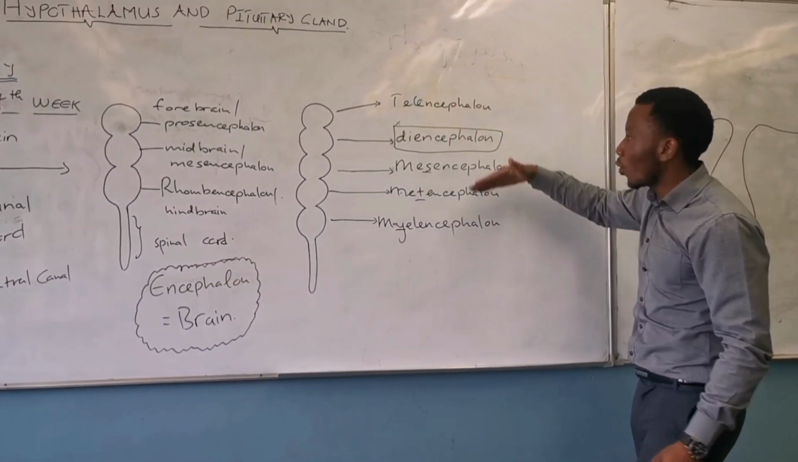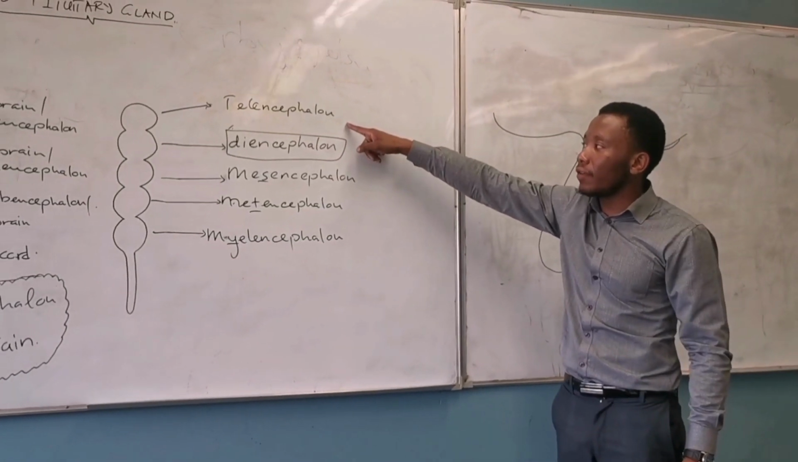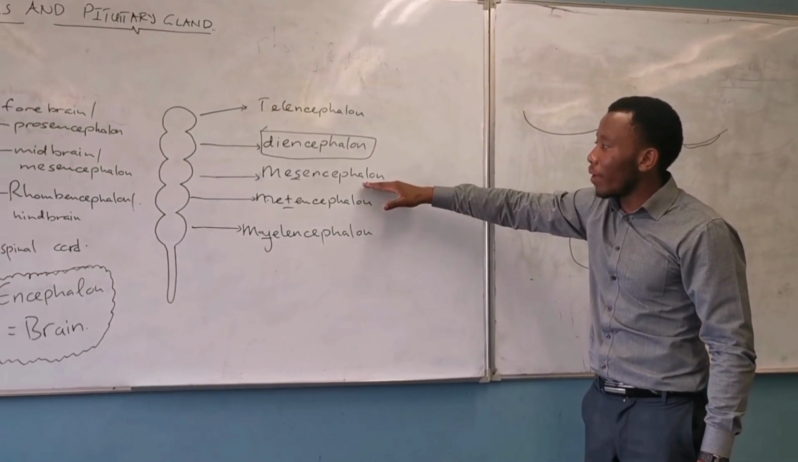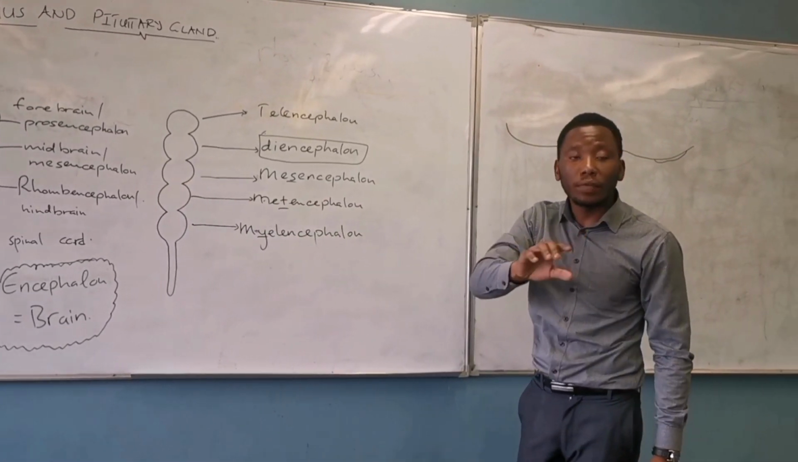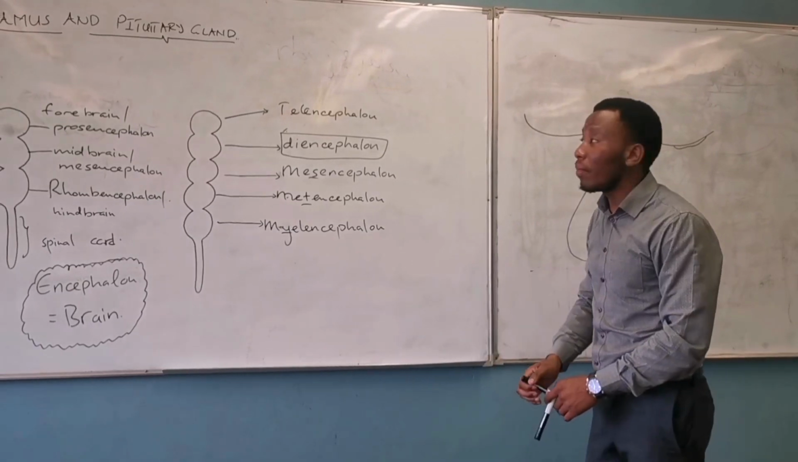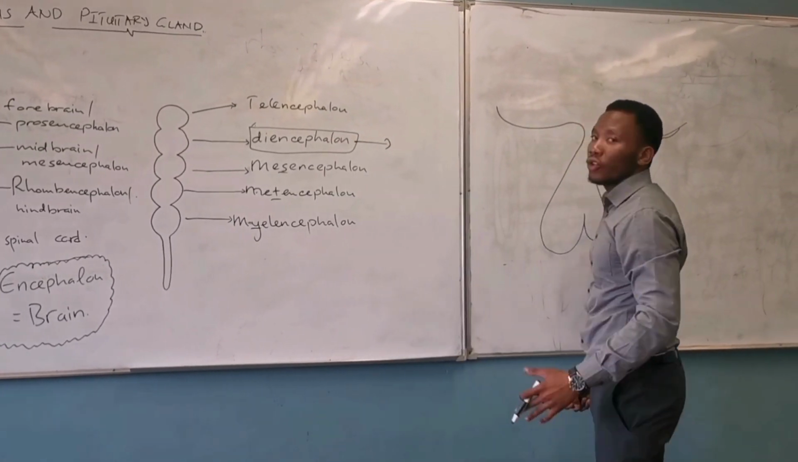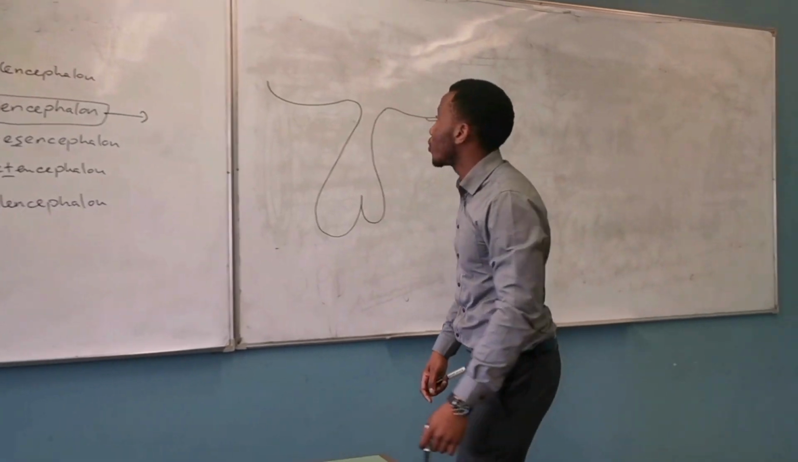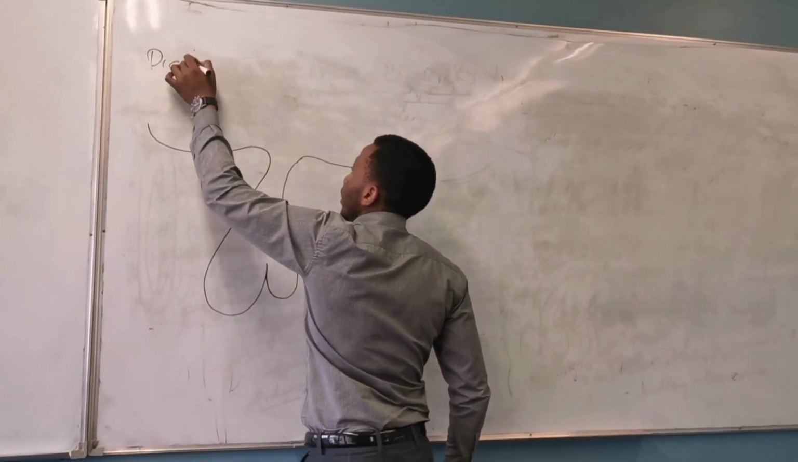Right, so let's follow it here. The prosencephalon will form your telencephalon and diencephalon. Mesencephalon will still remain the same. Then your rhombencephalon will differentiate into two components, your metencephalon and lastly the myelencephalon. The major focus for today is your diencephalon. So let's bring it this side and see what happens with the diencephalon. All right, so here is your diencephalon.